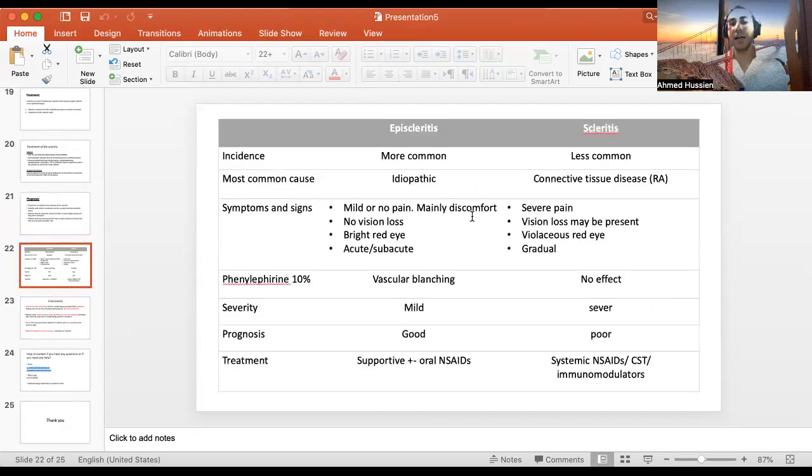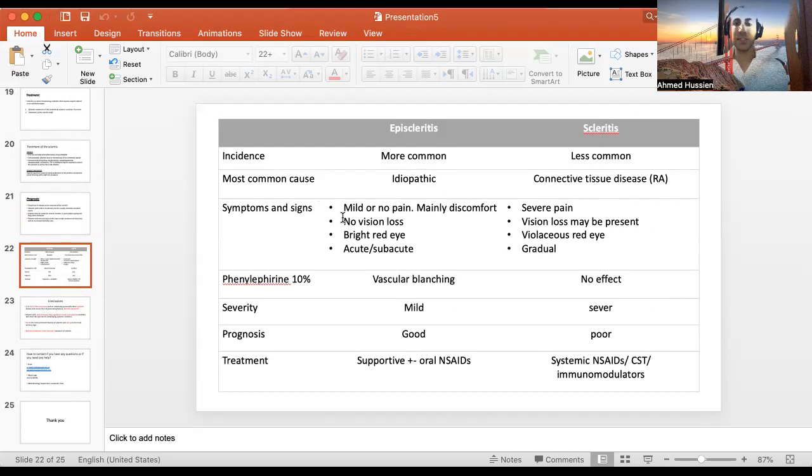Here is an important comparison between the two conditions, episcleritis and scleritis. Episcleritis is much more common than scleritis. However, scleritis is much more dangerous and is likely to be associated with connective tissue disorder, most likely rheumatoid arthritis. The most common cause of episcleritis is idiopathic, without underlying systemic disease. It's rarely associated with underlying systemic disease, and it only happens usually with recurrent cases.